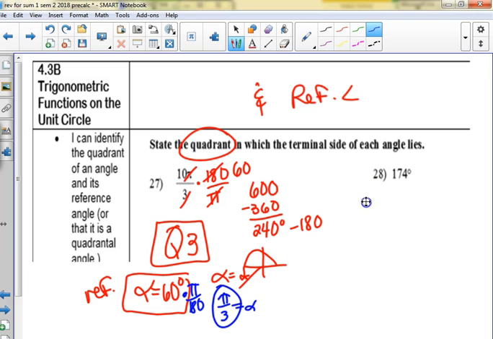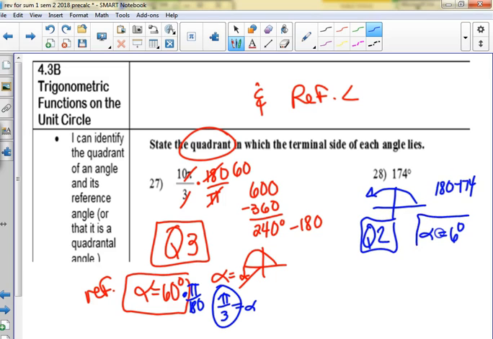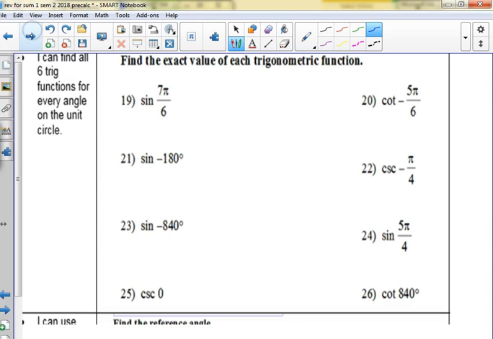Anyway, the reference angle, what are we doing here? 174 is quadrant 2. The reference angle, if it asked, would be 6 degrees, and that one was in degrees, so we didn't have to do anything with it. We good? All right. This is using your unit circle. We did a lot of this yesterday.